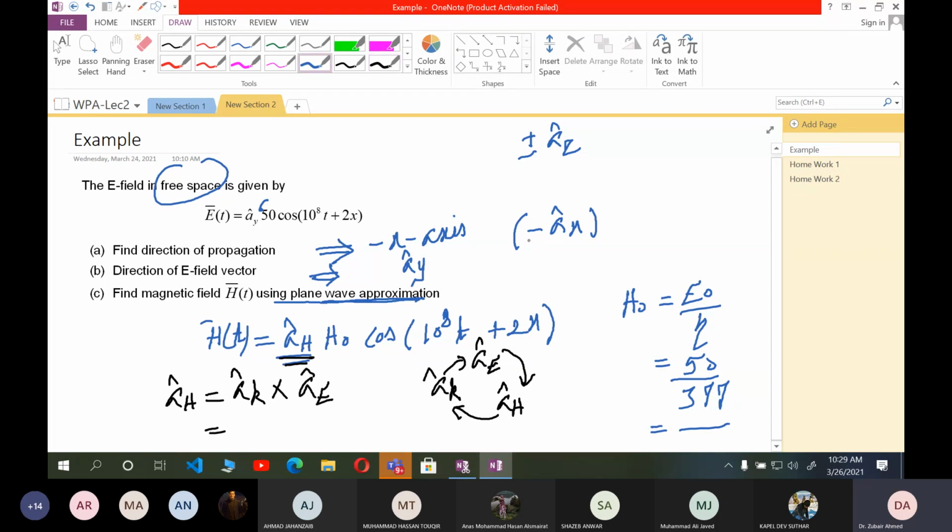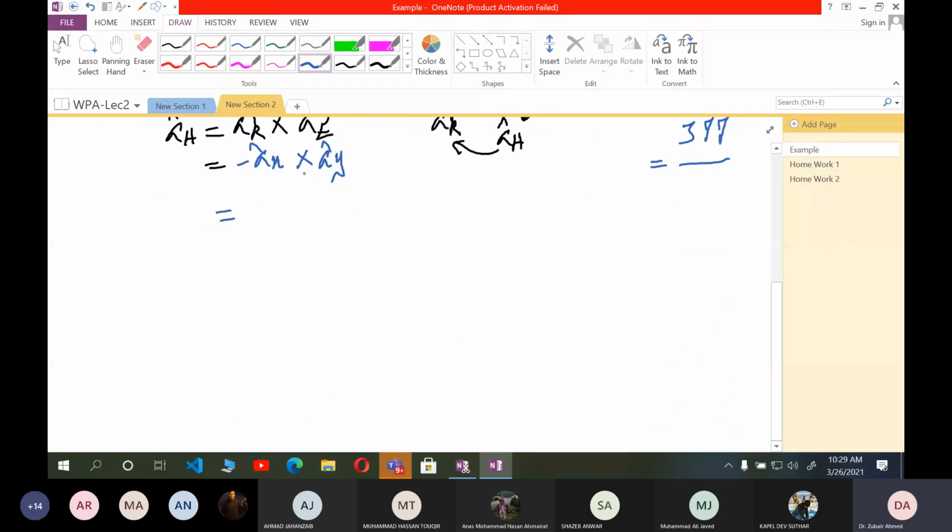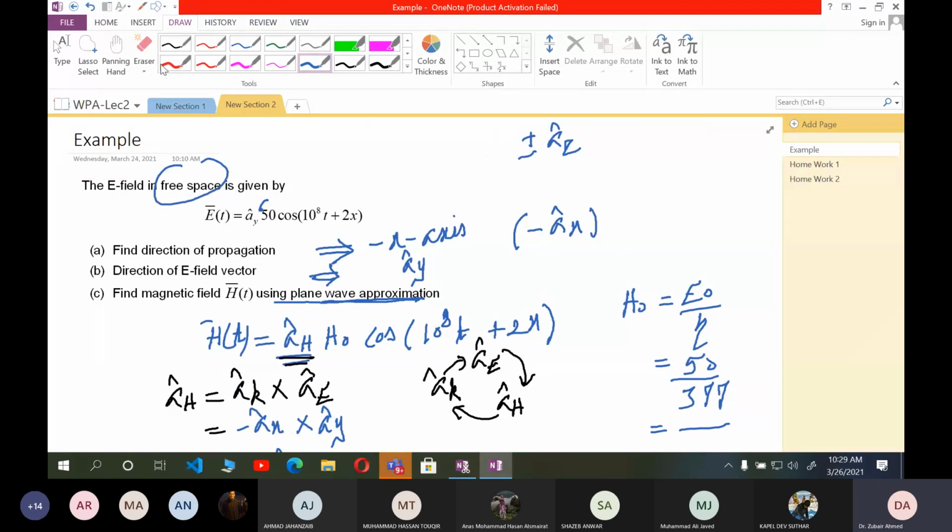So in this example, what are aE and aK? What is the direction of propagation? Minus ax. And what is aE? The direction of the electric field is ay. So if you take this cross product, ax cross ay will become az, so we have minus az. So in this way, you can find the direction of the magnetic field. This magnetic field should be oriented in the minus az direction.